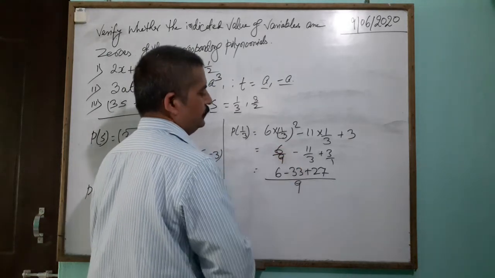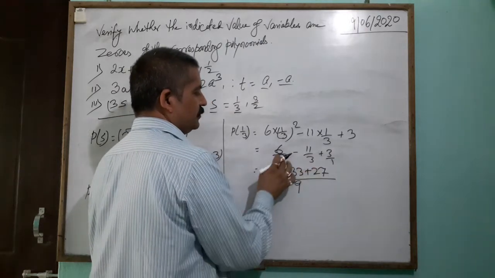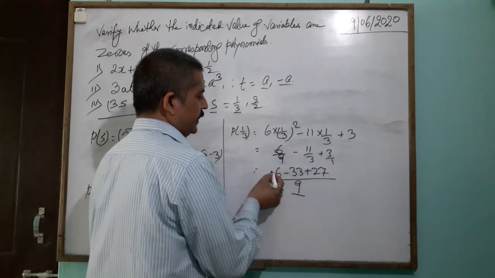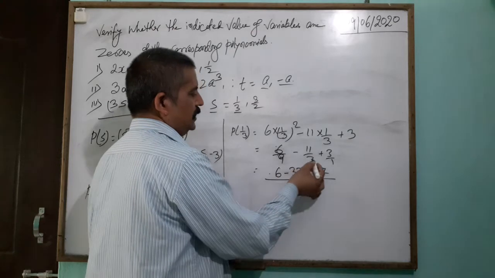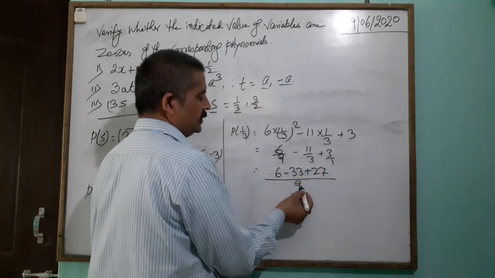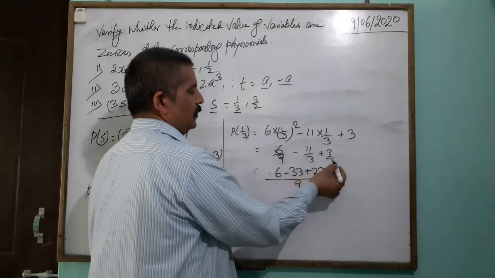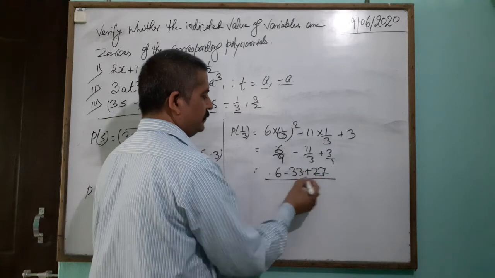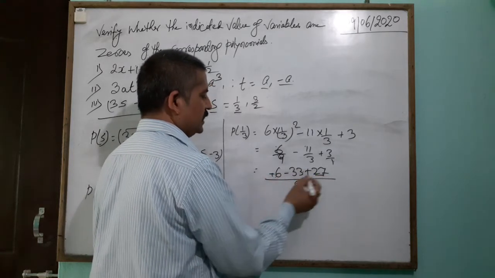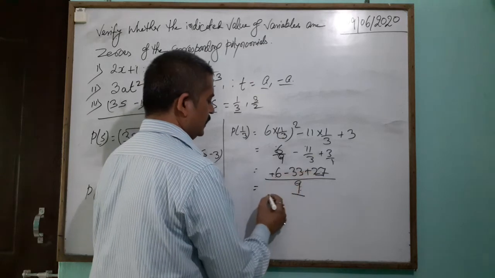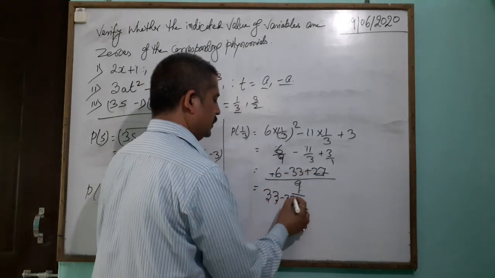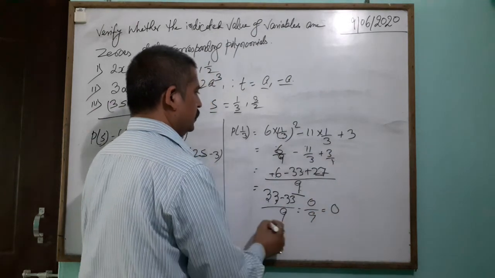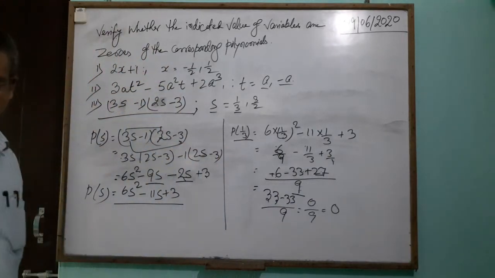6 by 9. 9 3 are 1. LCM of the 9, 3, 1 will be 9. You just divide 9 by 9 and get 1. 1 into 6 is equal to 6. 3 divided into 9 we get 3. 3 into 11 is 33. 1 divided into 9 is 9, 9 into 3 is 27. So 27 positive and 6 positive. So 6 plus 27 minus 33 is equal to 0. So 0 by 9 equals 0. So 1 by 3 is the zero of the polynomial.